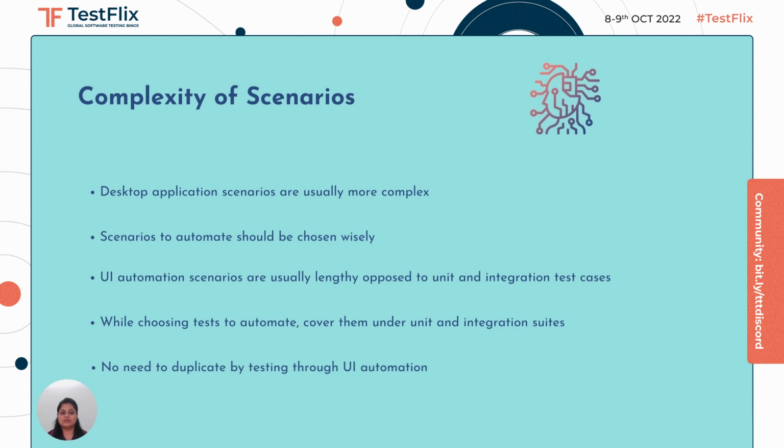Complexity of scenarios. UI automation tests generally have huge scenarios as compared to unit and integration tests. Desktop applications usually have complex scenarios, say, for example, a banking desktop application. The scenarios to be automated should be chosen with care. The scenarios covered under unit and integration tests should not be repeated under UI automation.